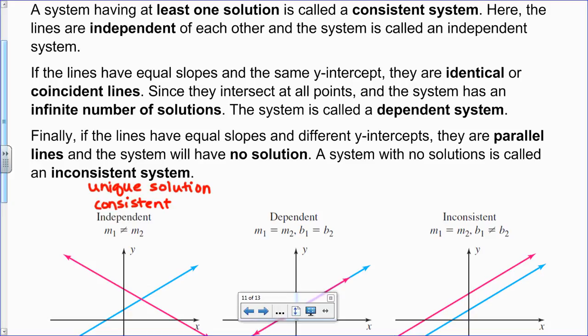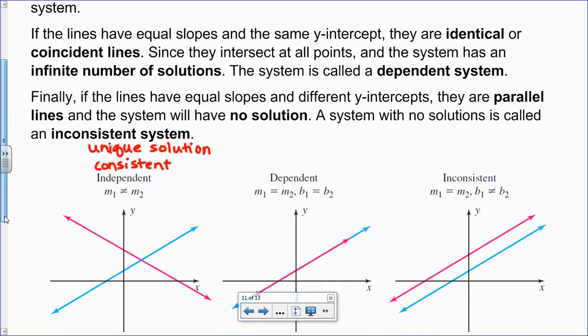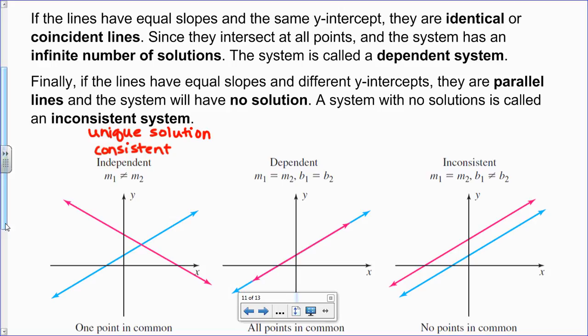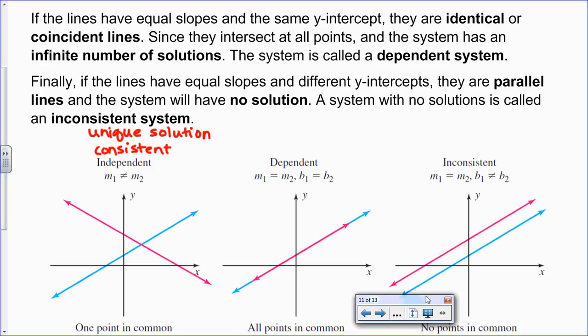So these are slopes. So the slopes are not the same, so that means they intersect. B would be y-intercept. Okay. So this says 1 point in common. If the lines have equal slopes and the same y-intercept, then they're the same line. They're called coincident lines.